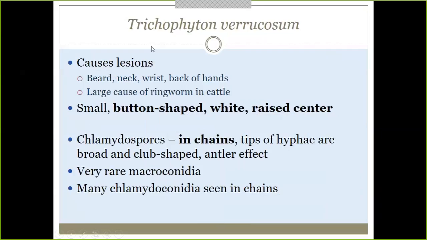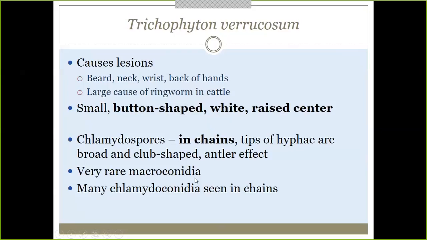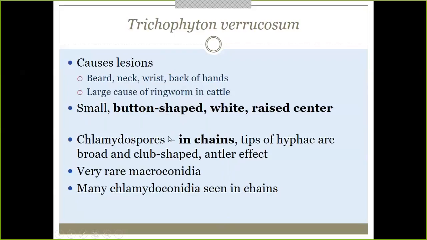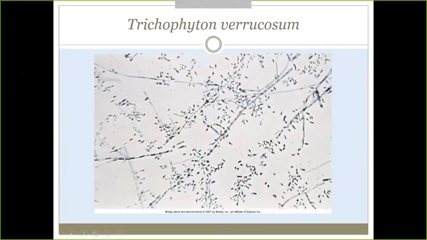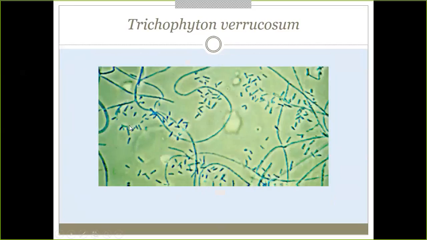Trichophyton verrucosum causes lesions in different areas. It's a huge cause of ringworm in cattle. I think I have a picture. Yeah, there it is. That poor little cow. And then you can see what it looks like on the agar plate, what we call button-shaped, white, raised center. I know you can't really see the raised center, but under the microscope, it has chains of chlamydospores, but again, we're not going to remember this. So in this case, there's not much I want you to remember on Trichophyton verrucosum. It's just mentioned. There are so many organisms, but it's hard to remember them all. So don't worry too much about this one.